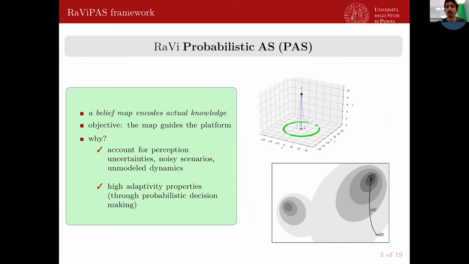Active sensing becomes probabilistic when data collected on board are used to generate and keep updated a probabilistic map that drives the perception process and the control of the perception process. And the reason why probabilistic approaches are used is that they allow to account for uncertainties and noises in the data collection process and model dynamics also. Moreover, they increase the adaptivity levels during the decision-making process.